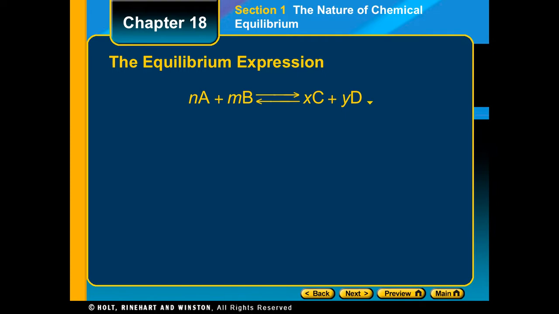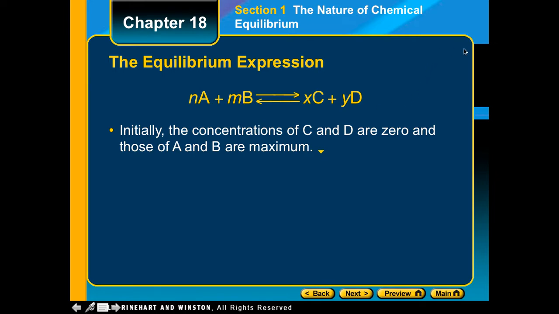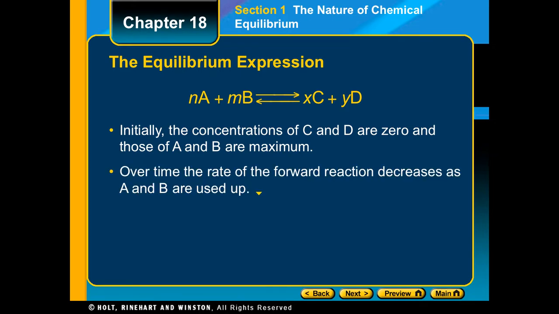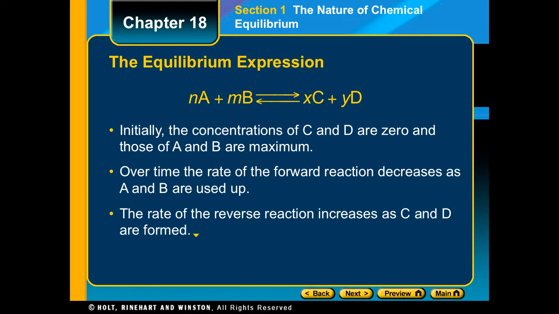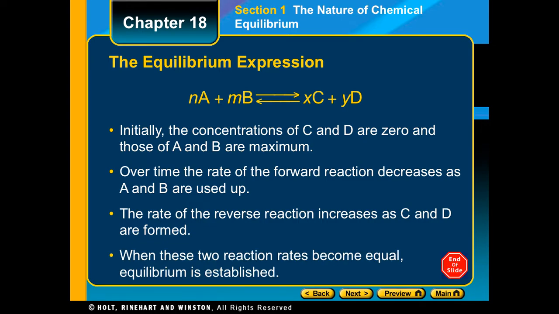Consider the equilibrium expression nA plus mB gives xC plus yD. Initially, the concentrations of C and D are 0, and those of A and B are at their maximum. Over time, the rate of the forward reaction decreases as A and B are used up. The rate of the reverse reaction increases as C and D are formed. When these two reaction rates become equal, the equilibrium is established.